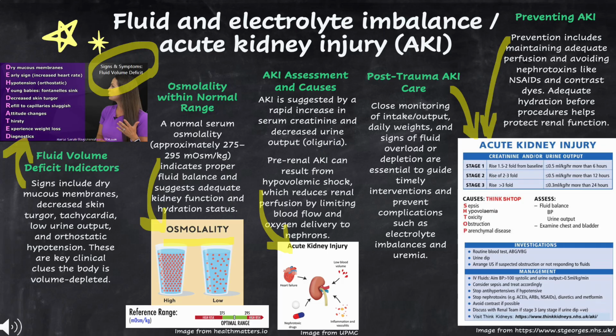Preventing AKI is always better than treating it, so prevention strategies are important. Maintain adequate perfusion. Avoid prolonged hypotension. Avoid nephrotoxins, e.g. excessive NSAIDs or high-dose contrast dyes whenever possible. And ensure patients are well hydrated before and after any procedures that could stress the kidneys.